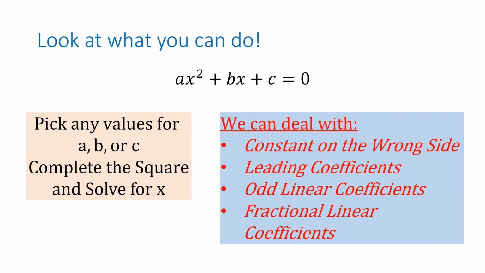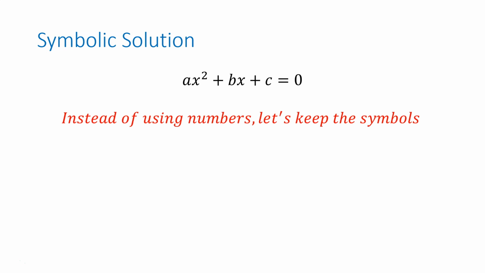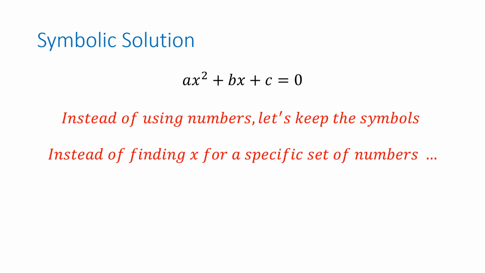Every now and then, pull out this equation, make up some values, or better yet, ask someone for some random values, and see if you can solve it. It's also possible to do this without values for a, b, and c. So let's complete the square and solve for x, but instead of using numbers, let's keep the symbols. Instead of finding an x for a specific set of numbers, let's find x for any values of a, b, and c. This would be a general solution.